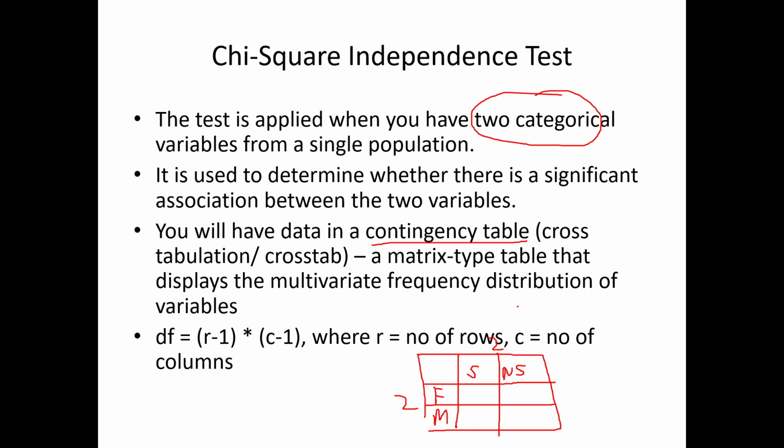So how do you measure degree of freedom over here? Because you have two categorical variables, of course you need to take into account both categorical variables in the calculation of degree of freedom. R over here refers to the number of rows, and C the number of columns: how many categories in your first variable and how many levels in your second categorical variable. So in this case, your degree of freedom will be 2 minus 1 times 2 minus 1. So the degree of freedom is 1. That's how you calculate your degree of freedom.